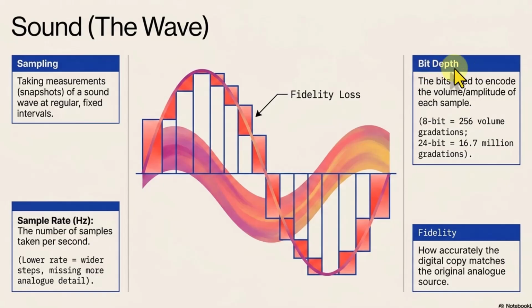Then bit depth. What is bit depth? The bits used to encode the volume amplitude of each sample. In each sample, how many bits do we use? So if we are using 8 bits, we can have 256 volume gradations, okay? If you are using 24 bits, we can have 16.7 million gradations, okay? Although that is a lot, again, that is limited. And fidelity is how accurately the digital copy matches the original analog source. You have to know this word because you will have to use it in your exam.